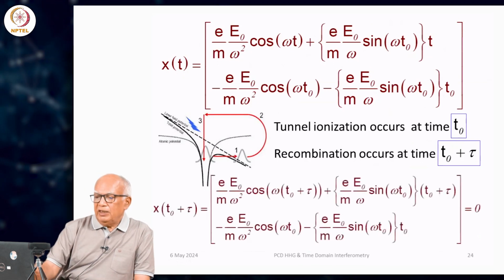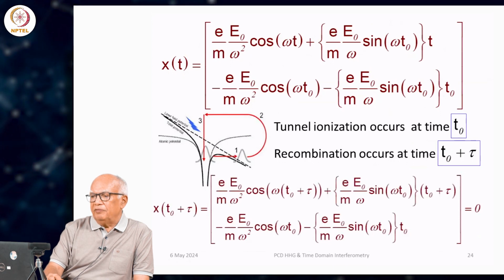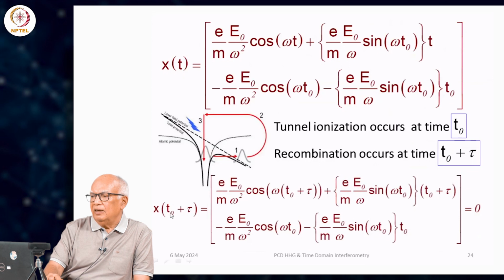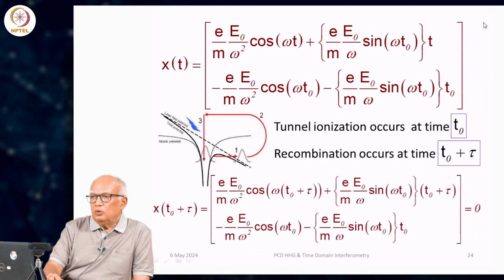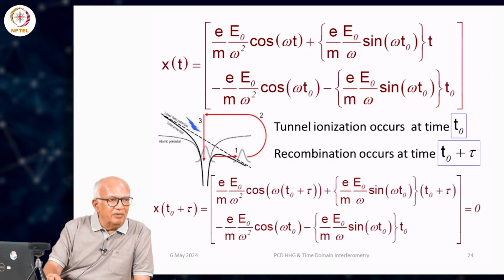Okay. So, this is the x at t0 plus tau. So, all you do is to put this t and this t over here to t0 plus tau and do some trigonometric simplifications. So, I will not worry about that.